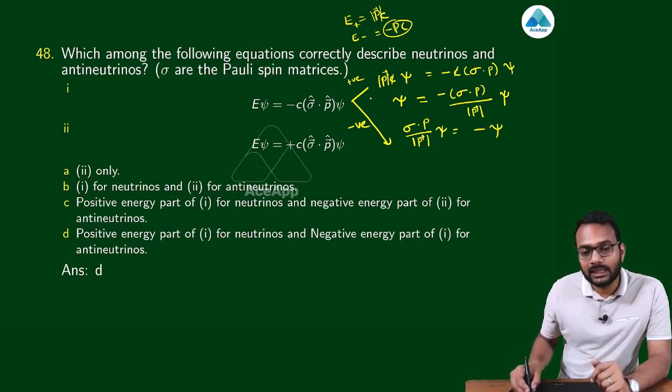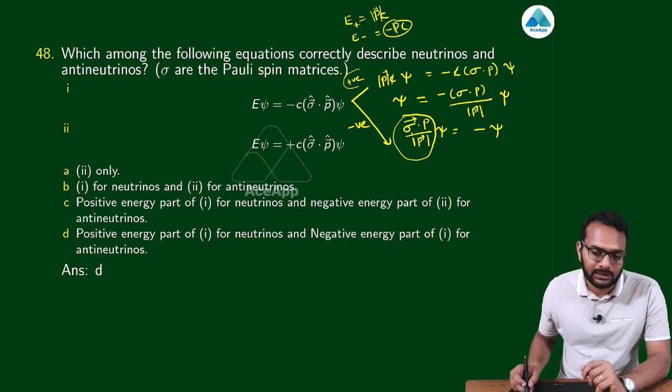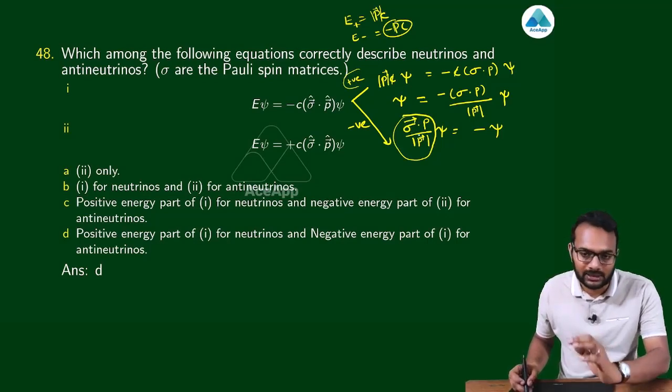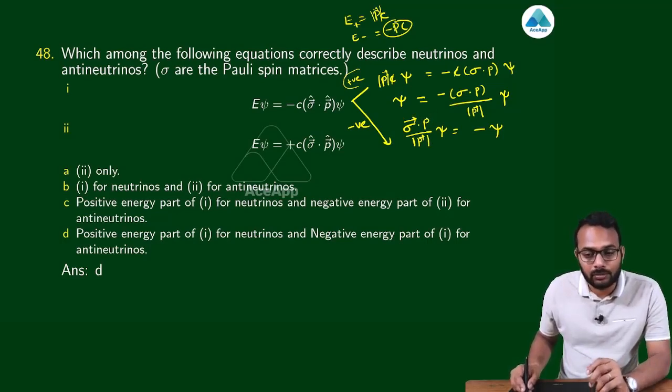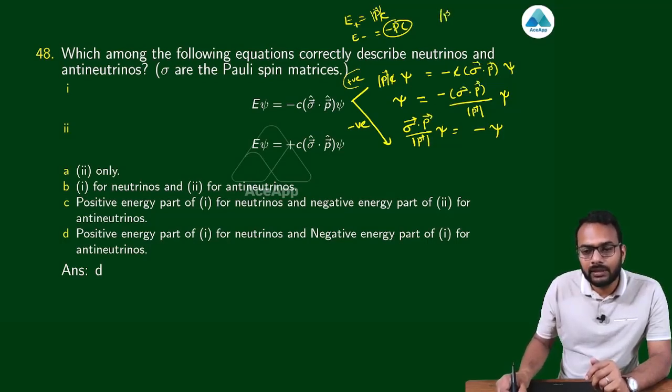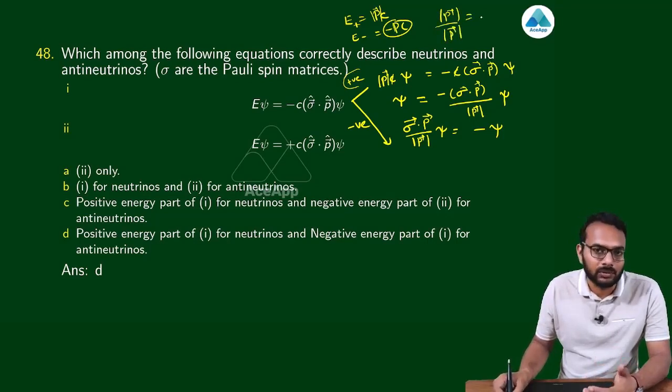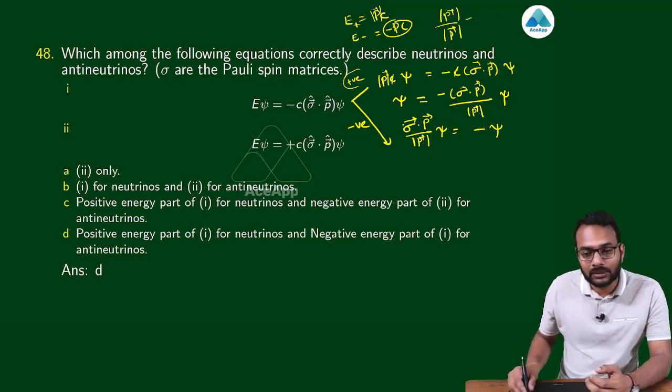Right. This is the helicity operator. This is the projection of the spin, the Pauli spin. There may be a constant, etc., but this gives you the projection of the spin in the direction of momentum. This is the sigma vector dot p vector, and p vector divided by the modulus of p vector is a unit vector along the direction of momentum. Am I right?